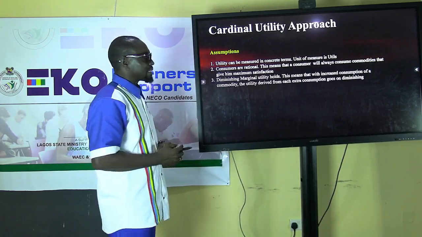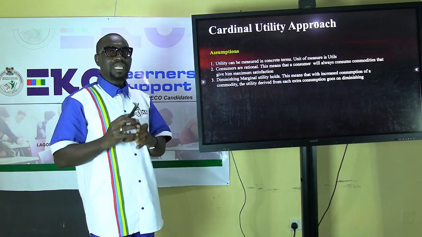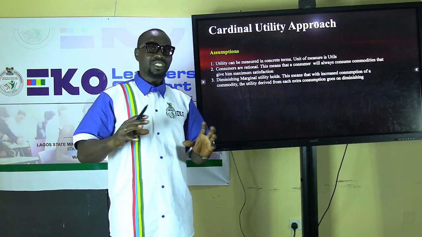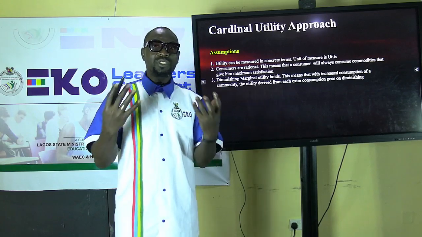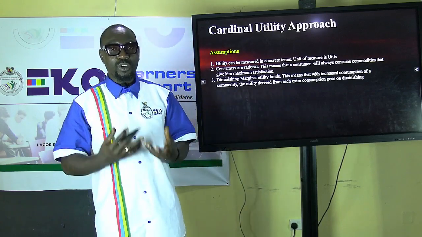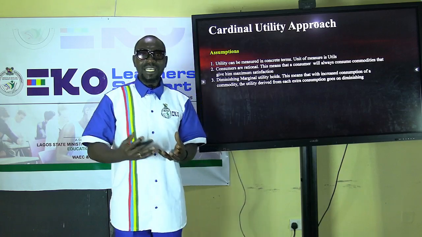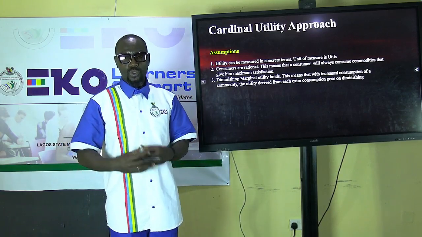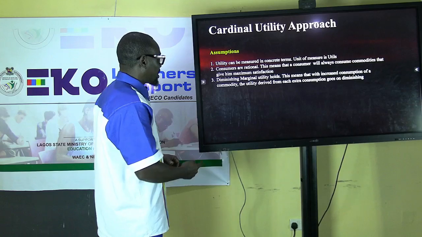The third is that the law of diminishing marginal utility holds. And what does this law state? It states that the total utility you will derive from the consumption of more and more of a commodity will increase at a diminishing rate as you consume more and more of that commodity.